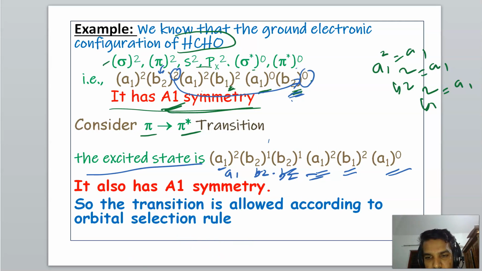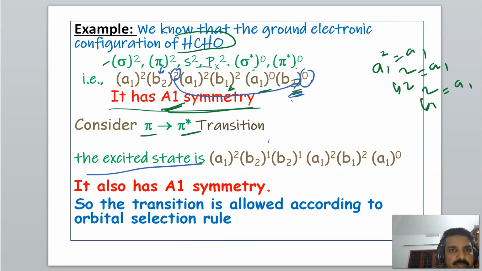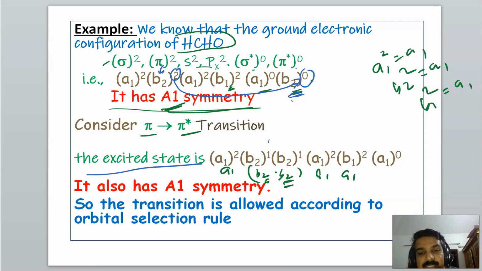Okay, I will show you again. That is, a1 raised to 2 is a1, b2 raised to 1, b2 raised to 1. That is, b2 raised to 1 is b2, b2 raised to 1 is b2, b2 into b2. a1 raised to 2 is a1, b2 raised to 2 is a1. Okay. And b2 into b2 also equal to a1, because direct product of two same representations are always a1.